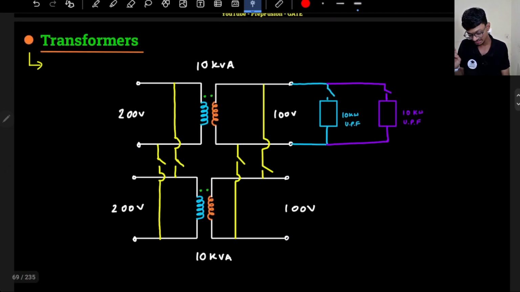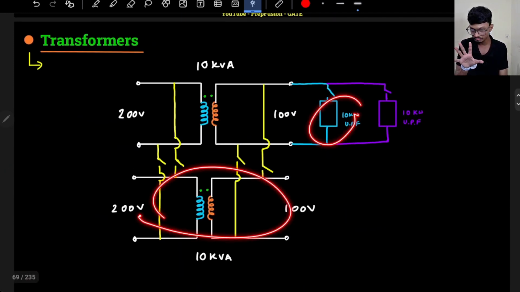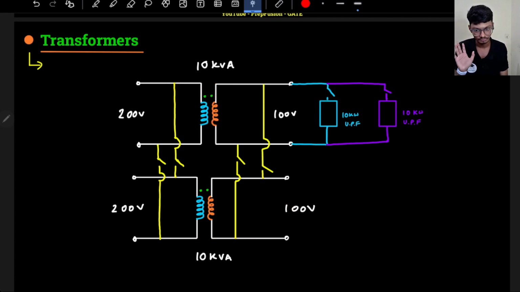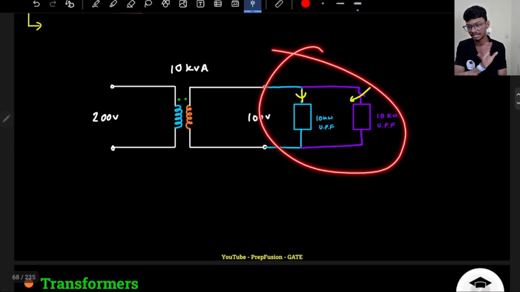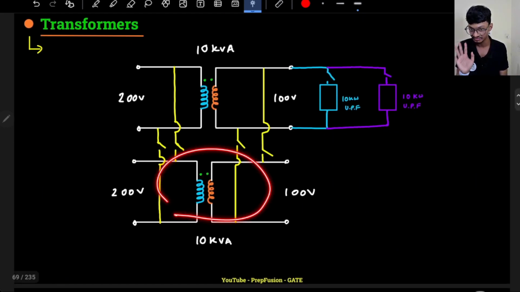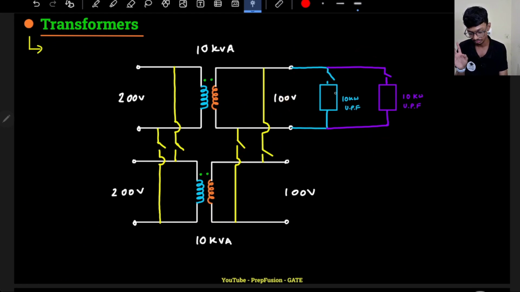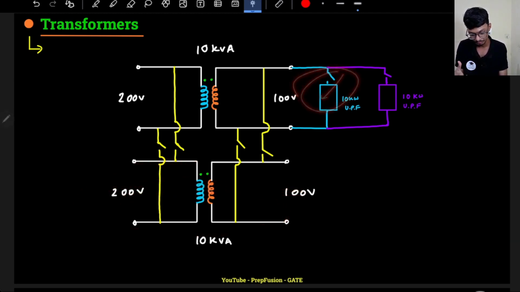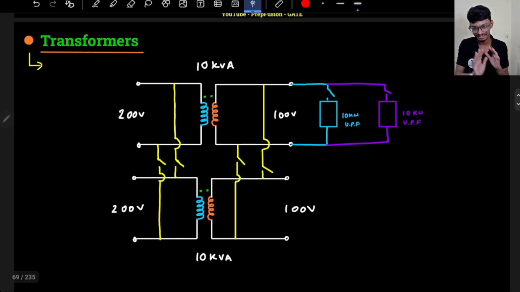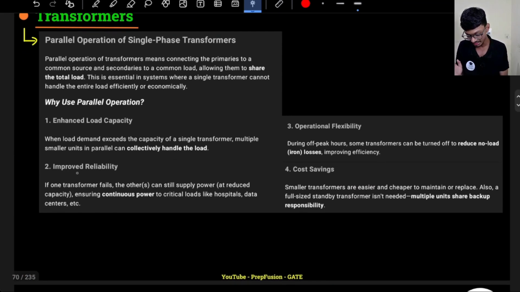Improved reliability. Even if this transformer has failed, then if the load is 10 kVA, the other will be able to service the 10 kVA. But in a single transformer system, if it fails, I will not be able to service any load at all. Yes, I do agree that if this transformer has failed, I will not be able to service 20 kVA. You are correct. But at least if this transformer is gone, I can still service this load. This is at least a possibility. Nothing is better than something, correct? So that is why it is written here, improved reliability.